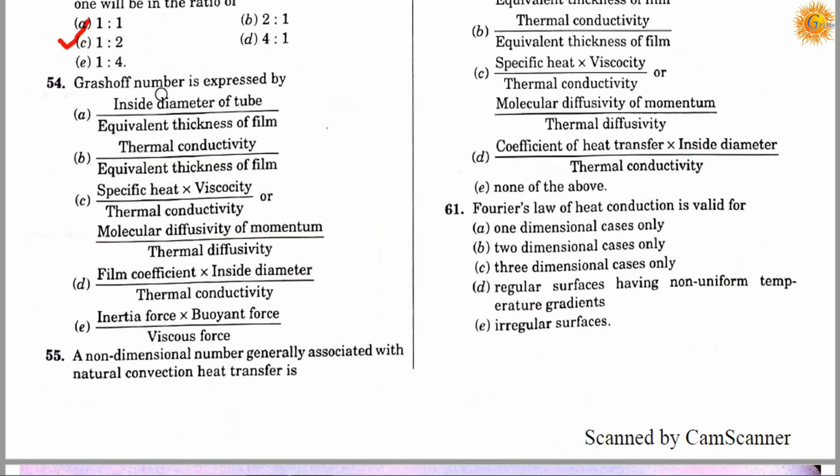Question number 54. Grashof number is expressed by: option A, inside diameter of tube divided by equivalent thickness of film. Option B, thermal conductivity divided by equivalent thickness of film. Option C, specific heat into viscosity divided by thermal conductivity, or molecular diffusivity of momentum divided by thermal diffusivity. Option D, film coefficient into inside diameter divided by thermal conductivity. Option E is inertia force into buoyant force divided by viscous force. So the correct answer is E. It will be inertia force into buoyant force divided by viscous force.